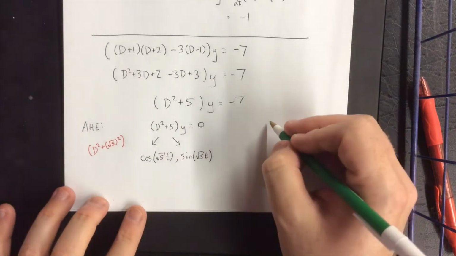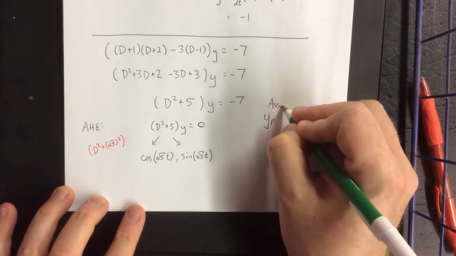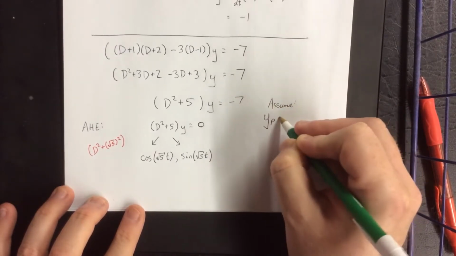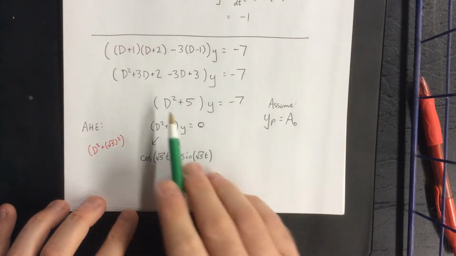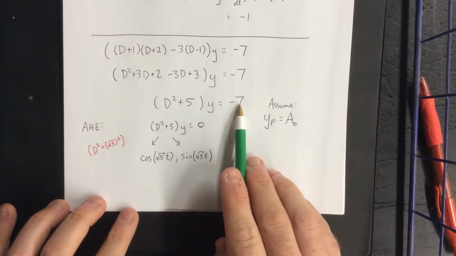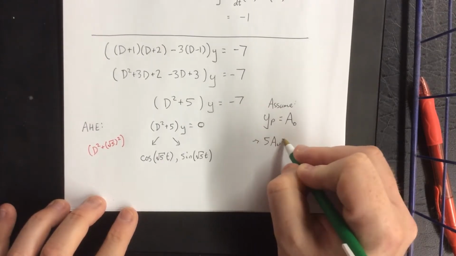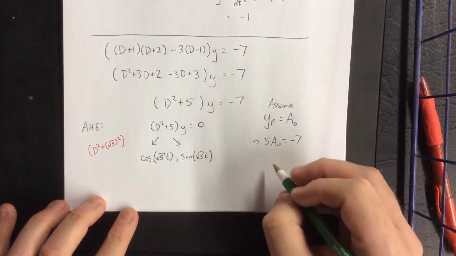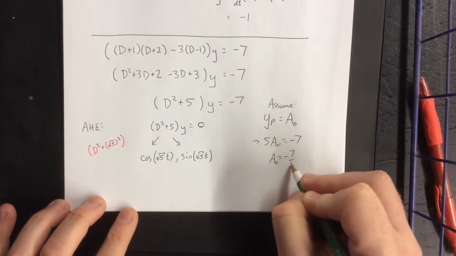Now, if we make the assumption that the particular solution is going to be a constant, we'll use a naught for that. The second derivative of that constant will simply be 0, and what we'll wind up with is the fact that 5 times a naught is equal to negative 7. So your particular solution is going to be negative 7/5.